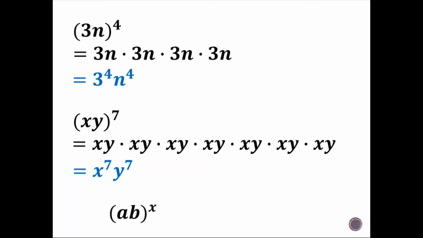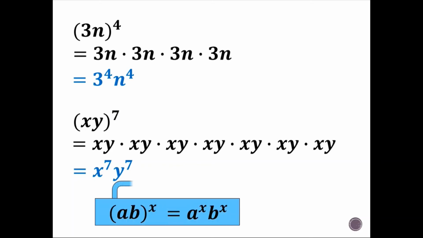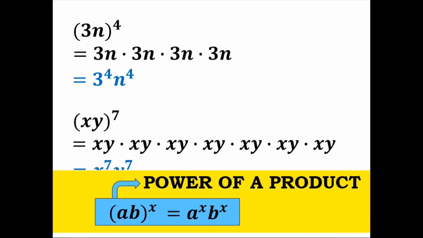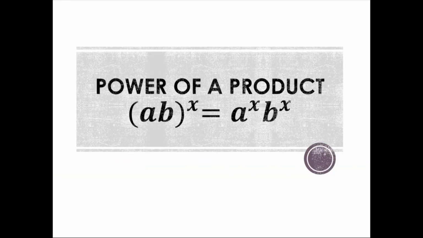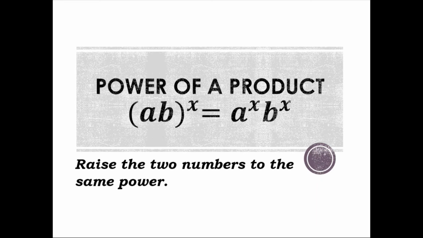Given those examples, if I have the quantity ab raised to x, we can therefore simplify it as a raised to x, b raised to x, because we just raise the two numbers inside the parentheses to the power x. This law of exponent is called the power of a product. And power of a product states that if you are to raise a product to a power, raise the two numbers to the same power.